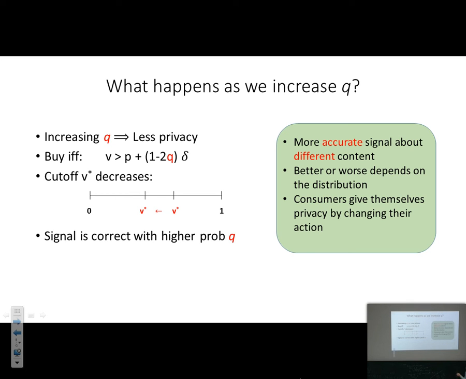And we can also view this change as basically consumers are buying themselves more privacy. And they're changing their action to sort of protect their true information, but this comes at a cost, because it often means that these players over here are going to buy at a price above their value. And so they're sort of taking this costly step to buy themselves more privacy.